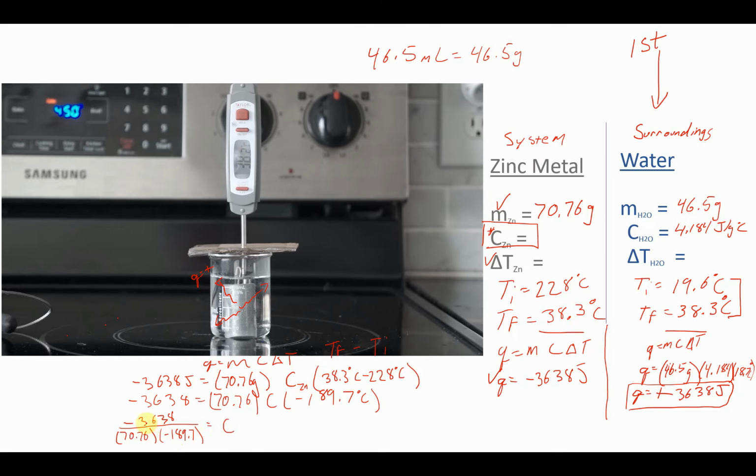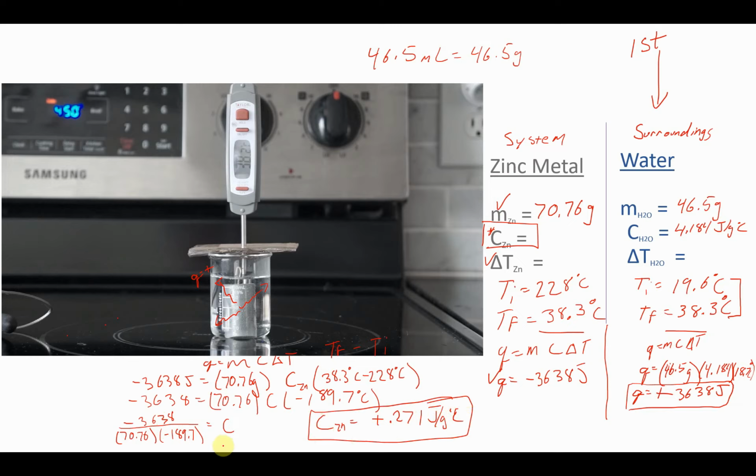And when I go negative 3,638 divided by 70.76, hit enter, and then divide by negative 189.7, the specific heat of zinc turns out to be negative, not negative, what am I thinking here? Positive 0.271 joules per gram degree Celsius. So I wonder how we did here. I wonder how close we were.